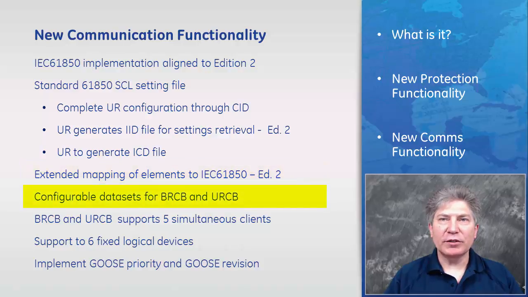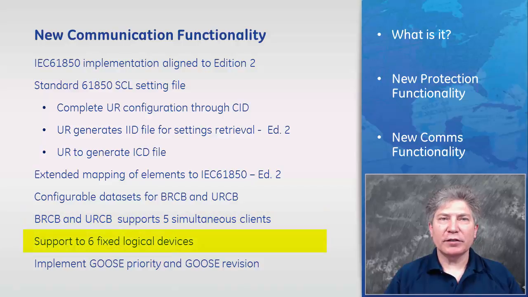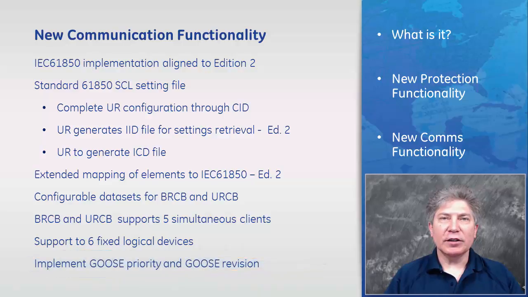There are configurable data sets that are used in GOOSE messaging, buffered report control blocks, and unbuffered report control blocks. The BRCB and URCB now support 5 simultaneous clients. There are now 6 fixed logical devices instead of 1. We've made some changes in the GOOSE priority and GOOSE revision portion of this, so we'll review this list in detail.